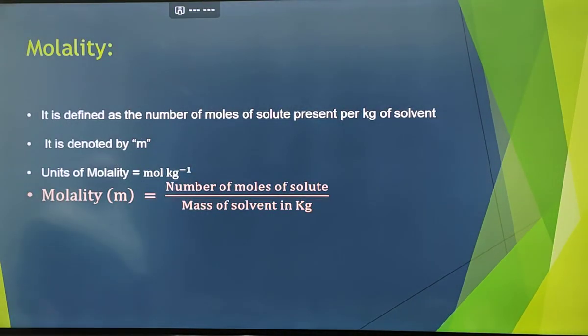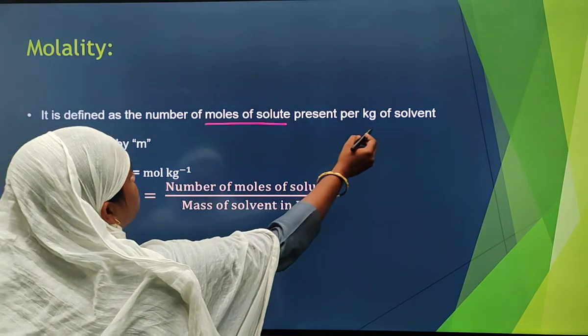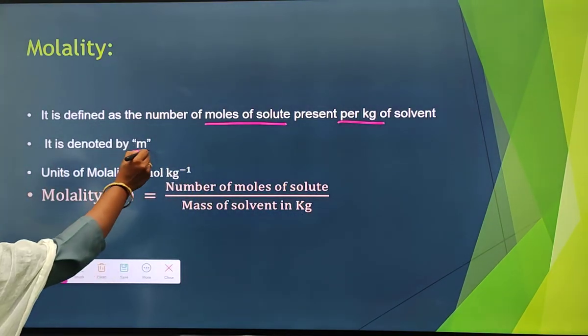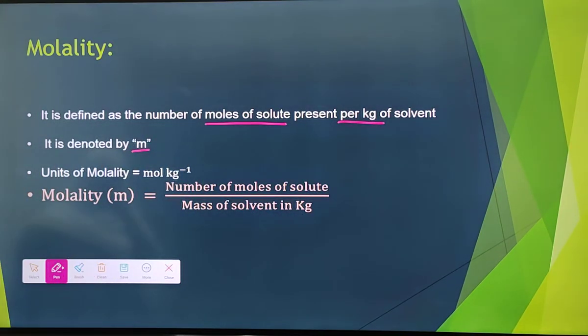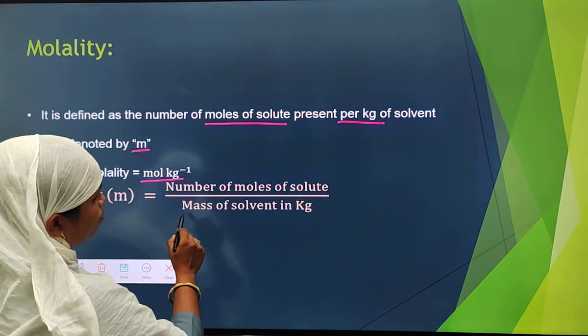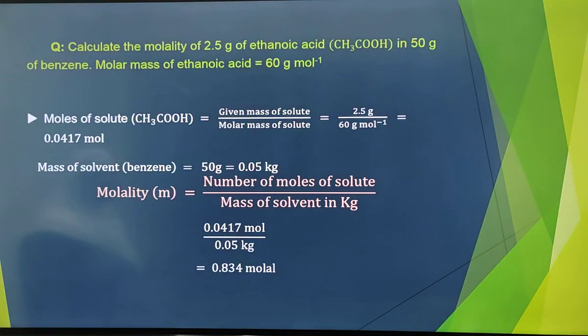Now we come up to molality. Molality is defined as the number of moles of the solute per kg of the solvent. It is denoted by a small letter m, and its unit is moles per kg. So the formula is number of moles of solute upon mass of the solvent in kgs. Now we have a problem over here.